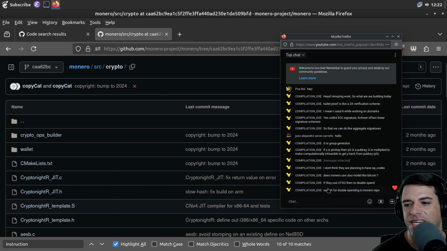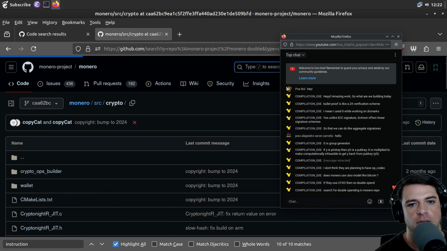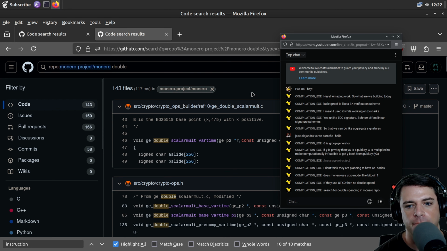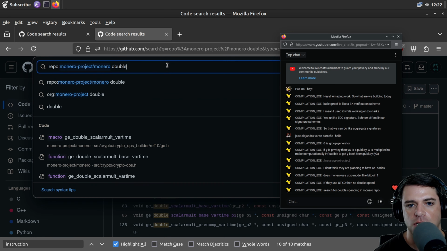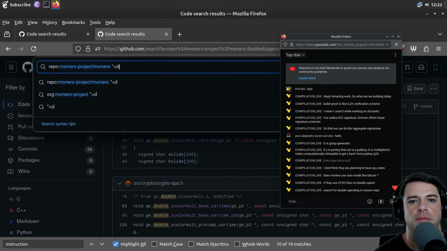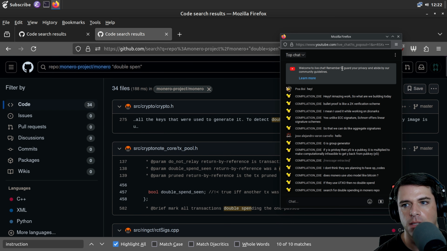Search for double spending. Okay, sure. How about I just search for double? We have double blah blah blah. Do we have lots of these? Okay, so I can search for maybe double spend. Oh, double spend.